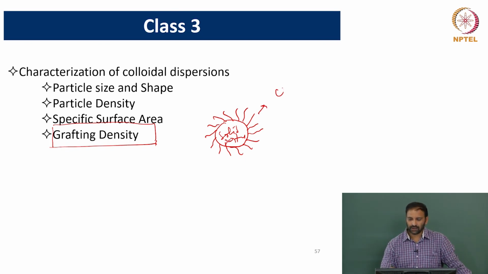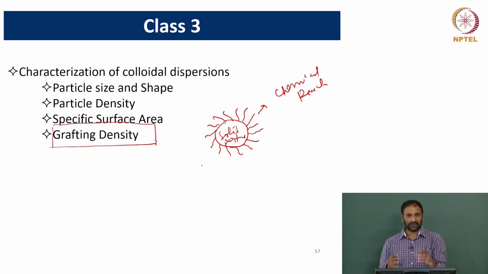One is by doing a chemical reaction. If I know the surface chemistry of the particle, if I know what the surface of the particle is made up of, I can take a long chain molecule and design a reaction so that these chains get attached onto the surface. There are ways of doing that.